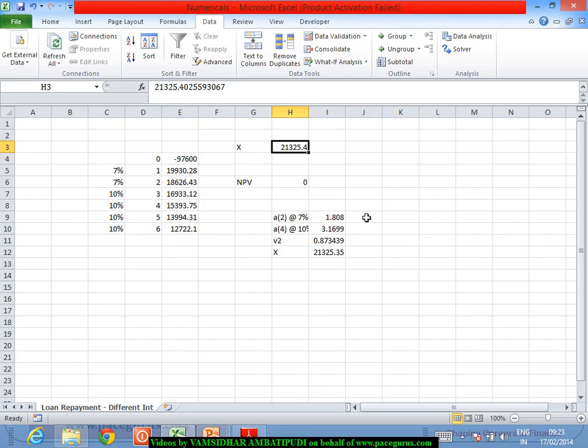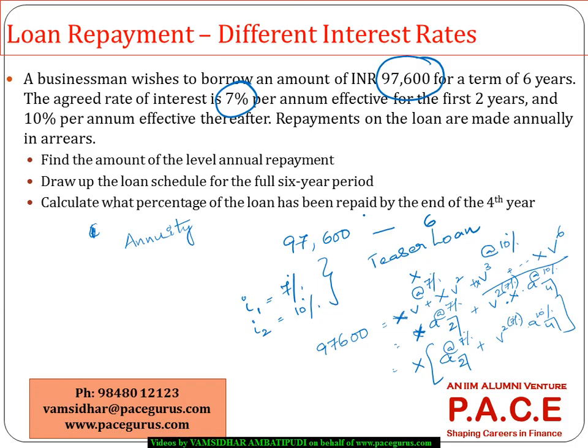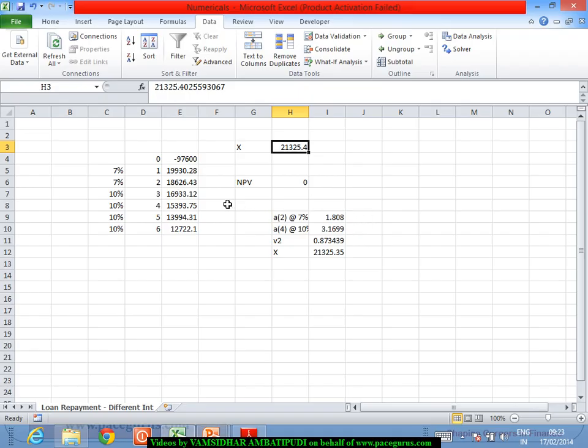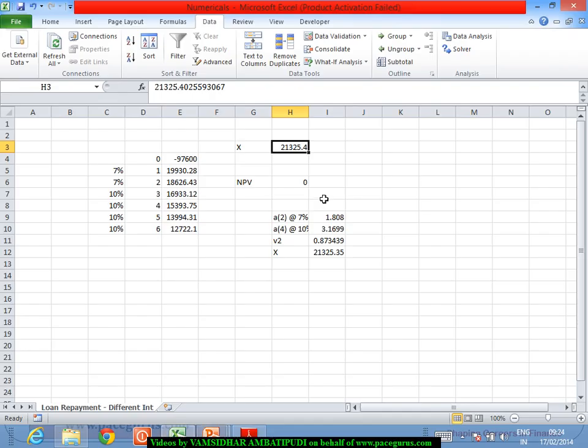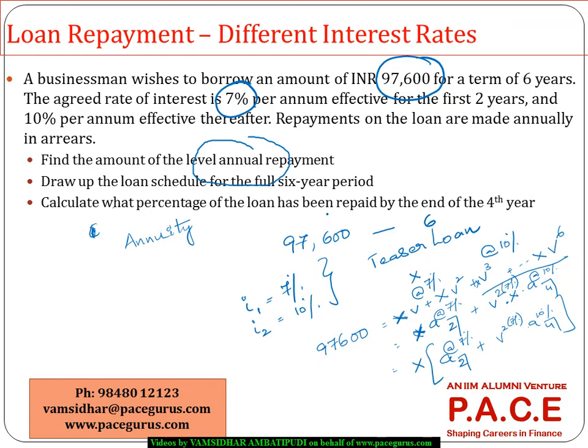So from here we can easily make out that whether I am doing it through a spreadsheet or doing it manually, we are just doing the manual verification of the process. So it can actually help us in understanding the concept quite easily. Now, this is the amount of level annual repayment that has to be done in this case.